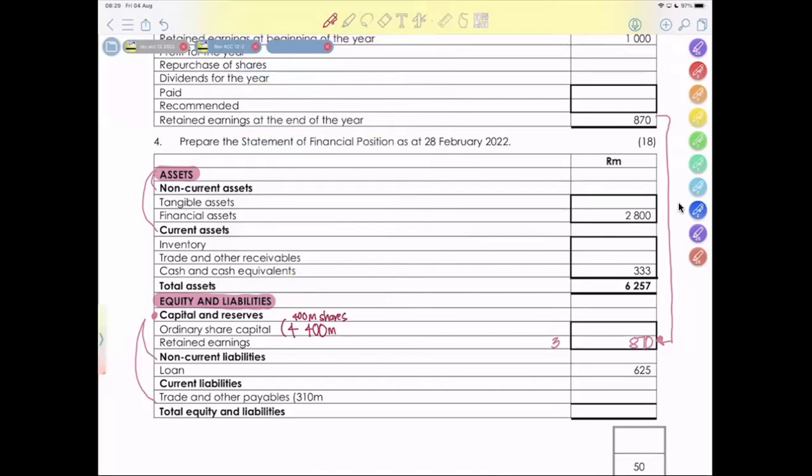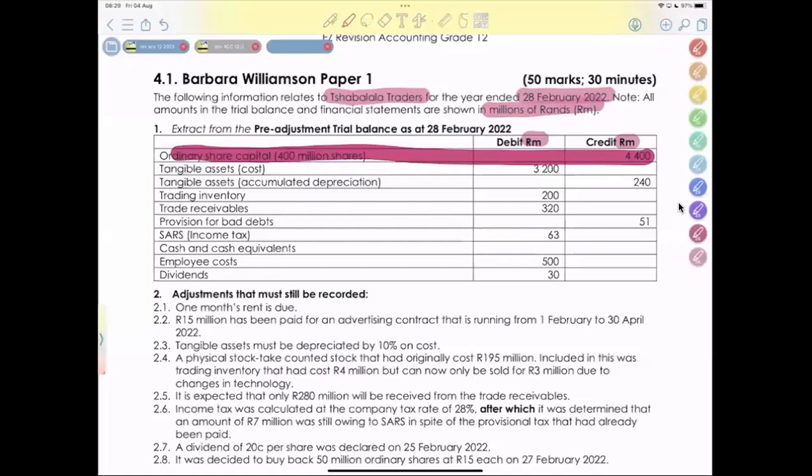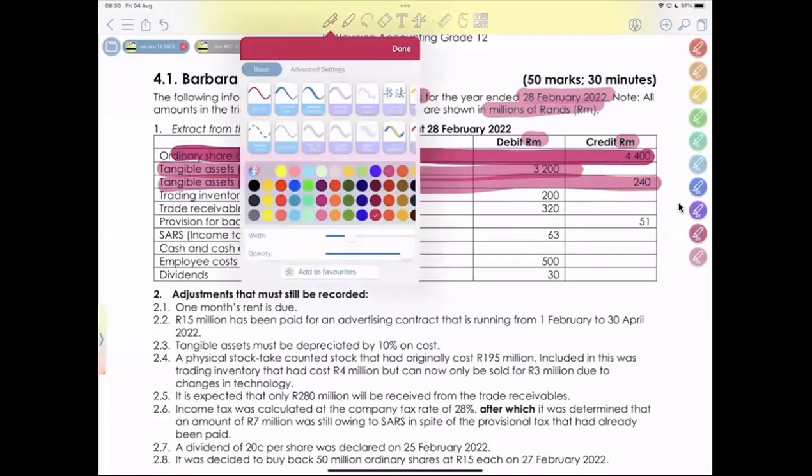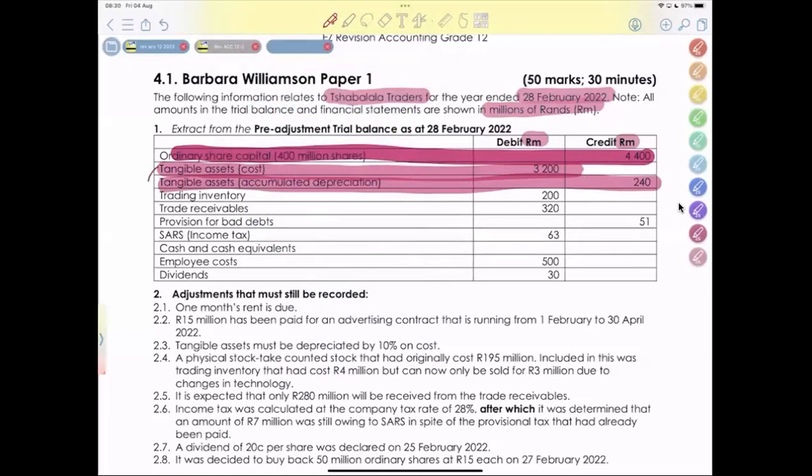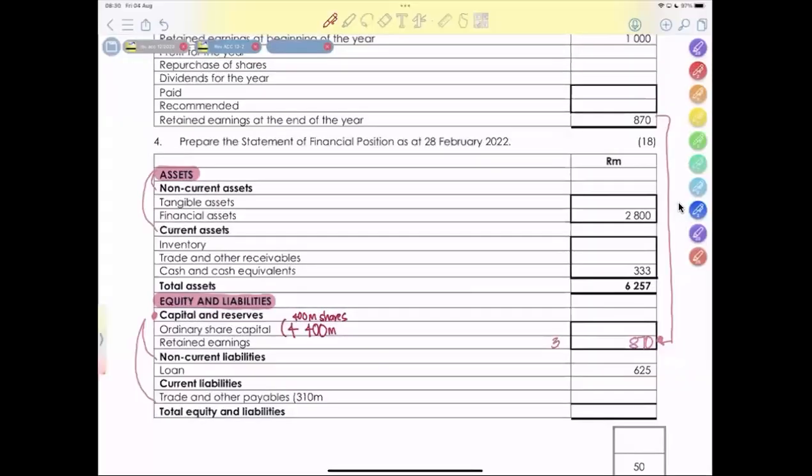You'll remember when we were doing the general ledger, I pointed out that the margins are a lovely place to put the number of shares. Over here, we don't have quite as much space, but you can do it like this to achieve the exact same results. We're then given tangible assets at cost and tangible assets at their accumulated depreciation. Both of those together will need to be combined because they're going to be shown as part of your tangible assets in the statement of financial position. So we'll show the 3,200 minus the 240 right there as tangible assets in non-current assets.